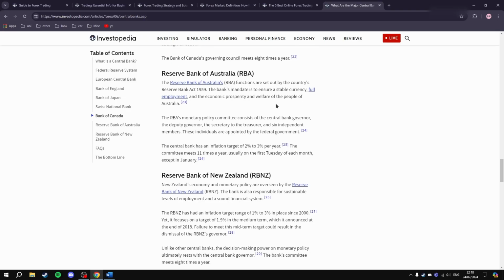Reserve Bank of Australia. The Reserve Bank of Australia's functions are set out by the country's Reserve Bank Act 1959. The bank's mandate is to ensure a stable currency, full employment, and the economic prosperity and welfare of the people of Australia.